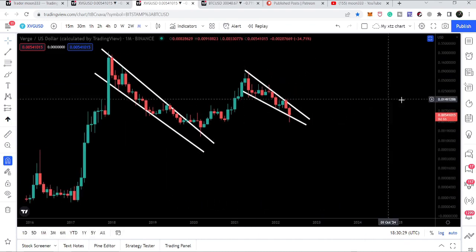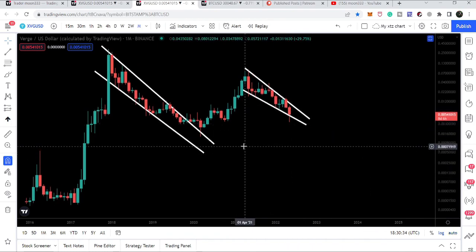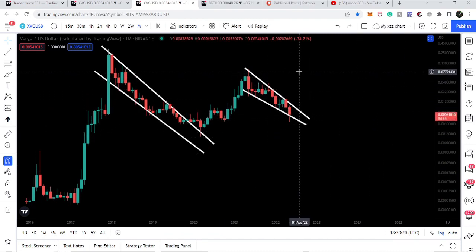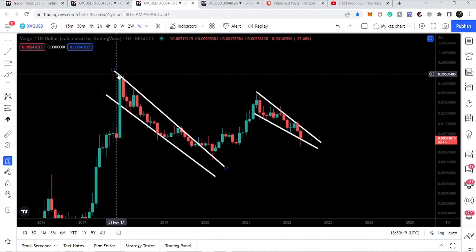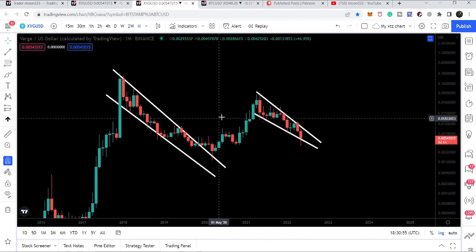However, I'm expecting a very big move can start when XVG will be able to break out the resistance of the falling wedge. Now if we take a look at the target for this bigger falling wedge, then we can see that is the top of the wedge, approximately at 7.7 cents. But you can see that after breaking out this falling wedge pattern, the target was here at approximately 26 to 27 cents, and that move is still due.